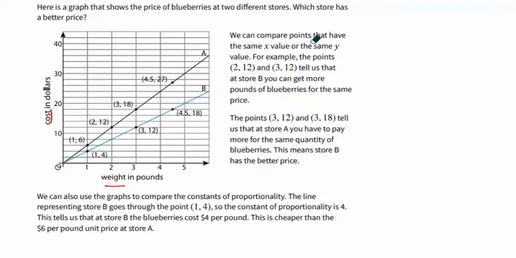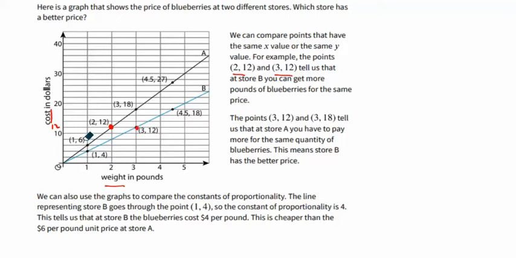This one is comparing the points that have the same X or the same Y value. So they're first going to look at (2, 12) and (3, 12). That tells us they're looking at the cost of $12. For $12, store A, this one here, they get 2 pounds of blueberries. But store B, for $12, they get 3 pounds of blueberries. So they get more blueberries for the $12.